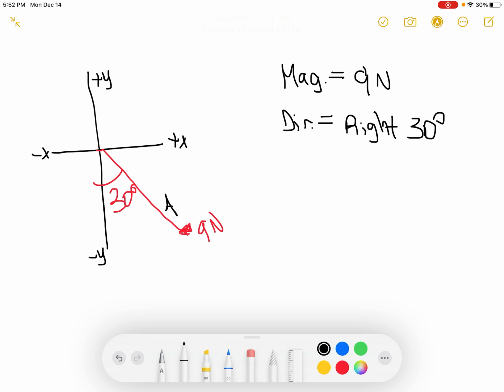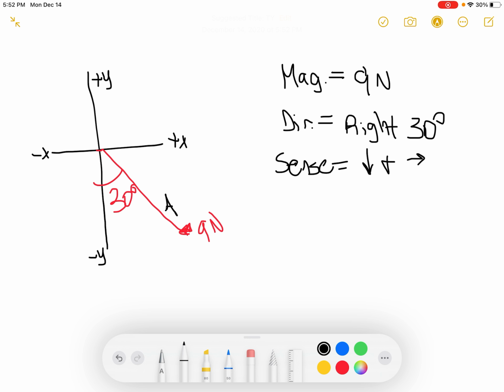Why? Well, it says 30 degrees for one thing, but it's to the right of the y-axis. So that's what that is. And then the sense is going to be the literal direction, and that would be down and to the right. So I'm just going to use arrows down and right. That's what it is. So now we need to find the y and x components.